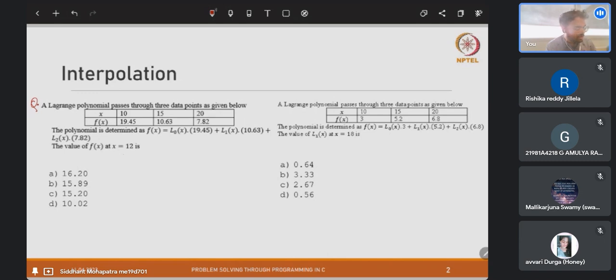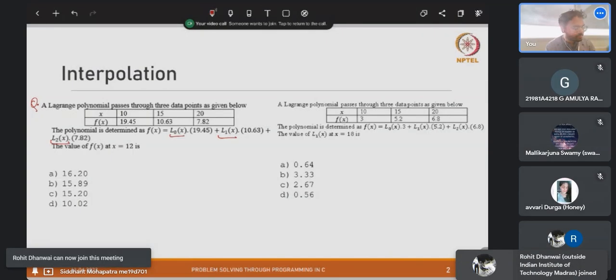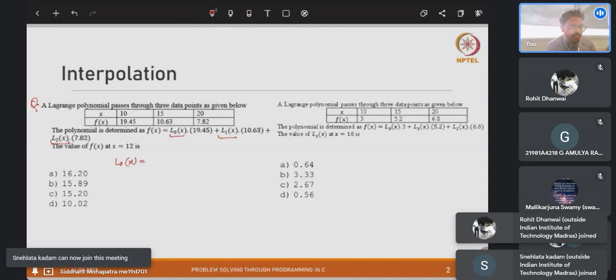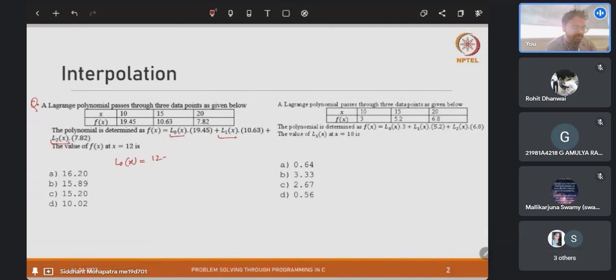So now if you remember how to calculate the Lagrange polynomial, this L0(x), L1(x) and L2(x) has to be calculated. So let us do that. I'll first calculate L0(x). For L0(x) I'll consider the reference point as 10. So 12 minus 15 by 10 minus 15 into 12 minus 20 by 10 minus 20, right?